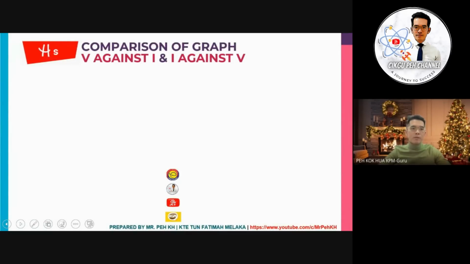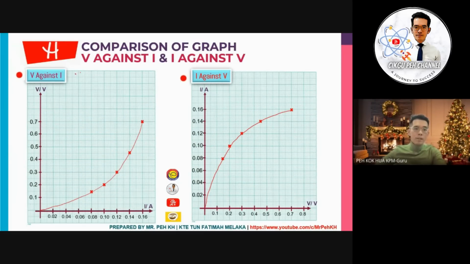The second part I want to highlight in this video is the comparison between the graph of V against I, where V is the potential difference and I is the current flowing through the circuit. In this video, I'm going to discuss the graph where I ask you to plot I against V. In episode 1, the sample question asked the candidate to plot the graph V against I. So the graph will be like this.